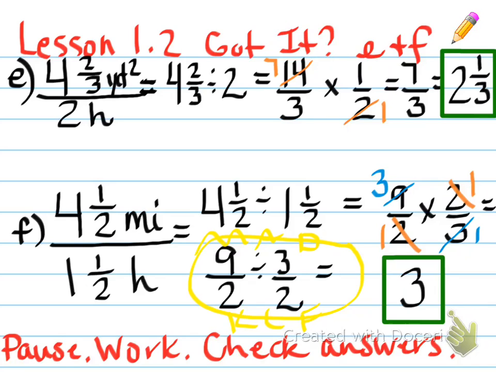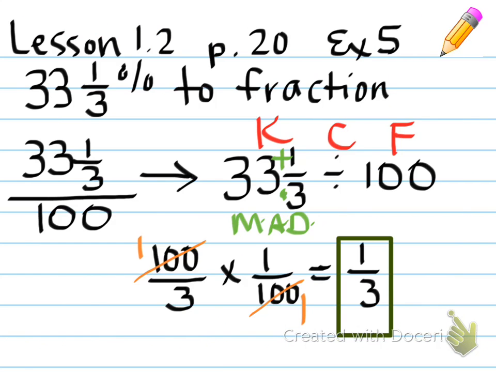Okay, so hopefully you're getting a little better at this practice, and we will move on to the last example, 5, top of page 20. 33 1/3% of the players on Javier's soccer team have scored a goal. They want you to write 33 1/3% as a fraction in simplest form. So in order to make that percent a fraction per 100, remember percent, you are going to divide by 100.